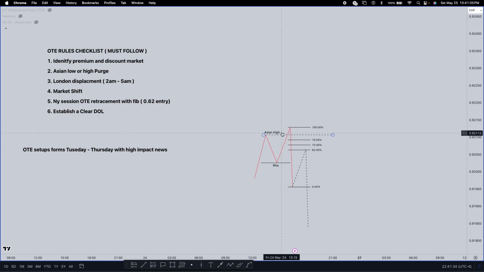So once again, we had Asian high purge, had London displacement, we had a market structure shift. What do we wait for next, Ron? New York session OTE retracement with the fib 0.62 prior entry. And last but not least, we want to establish a clear draw on liquidity.